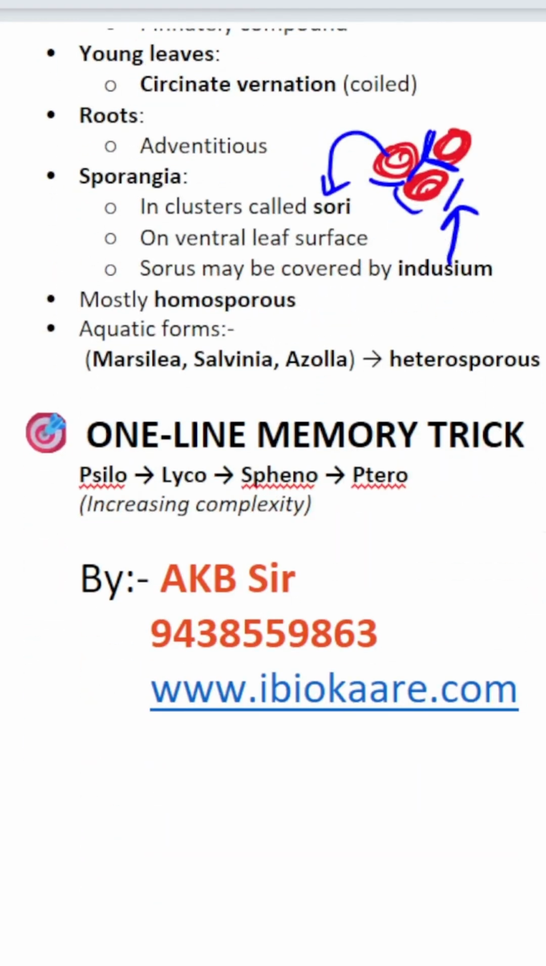So we have completed the Pteridophyta general characters, we have completed the Pteridophyta life cycle, and this is all about its classes.